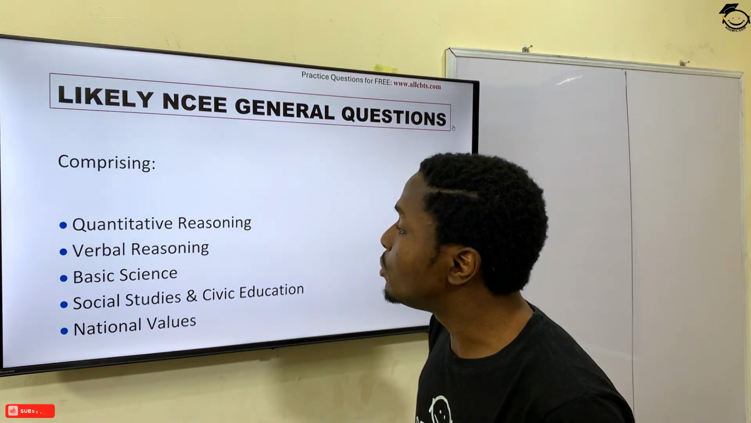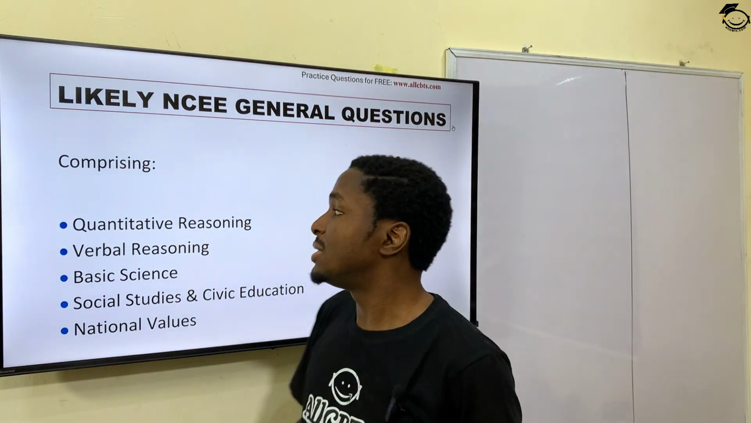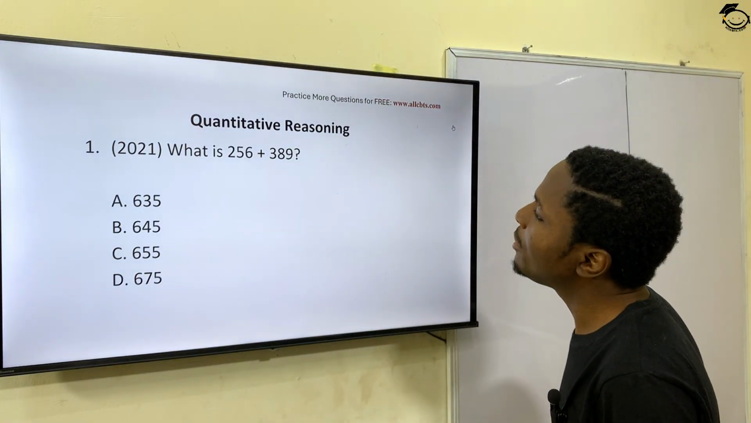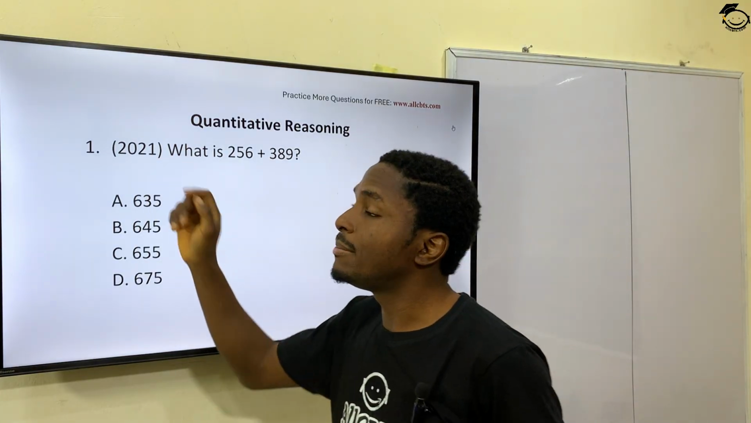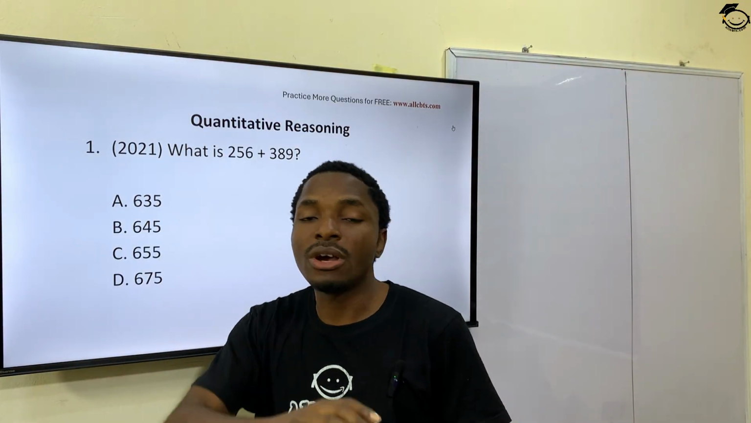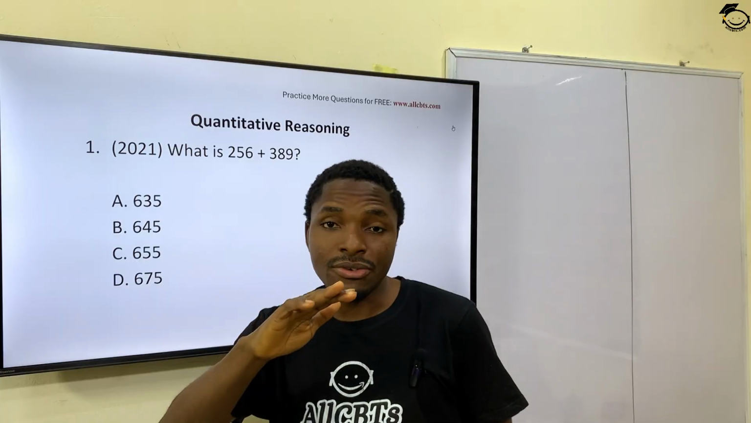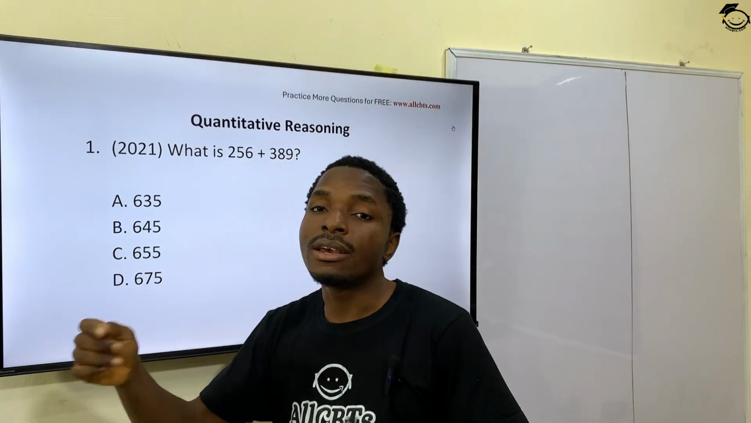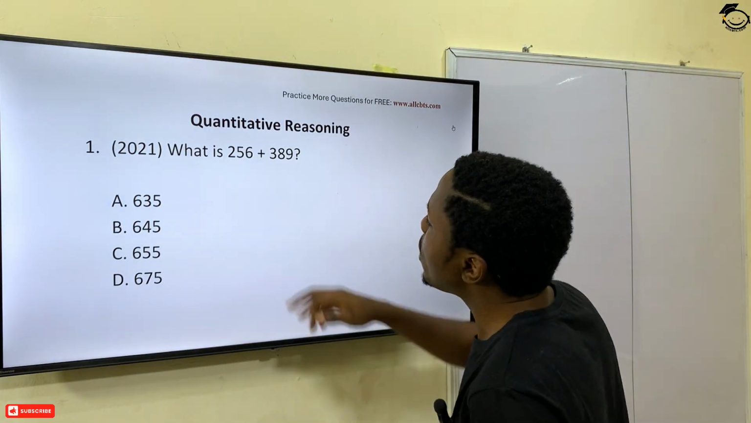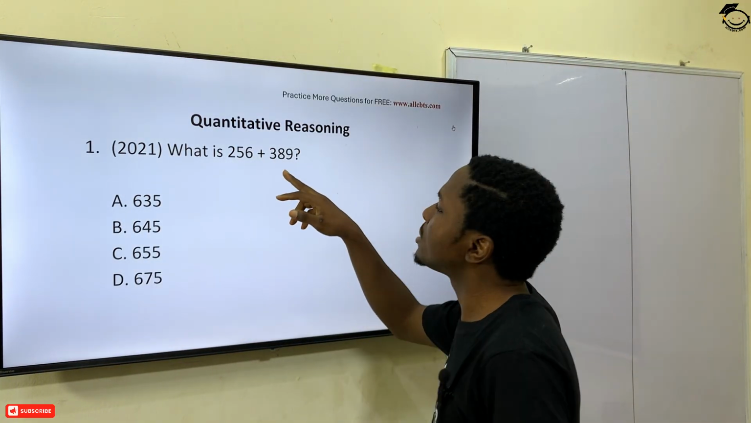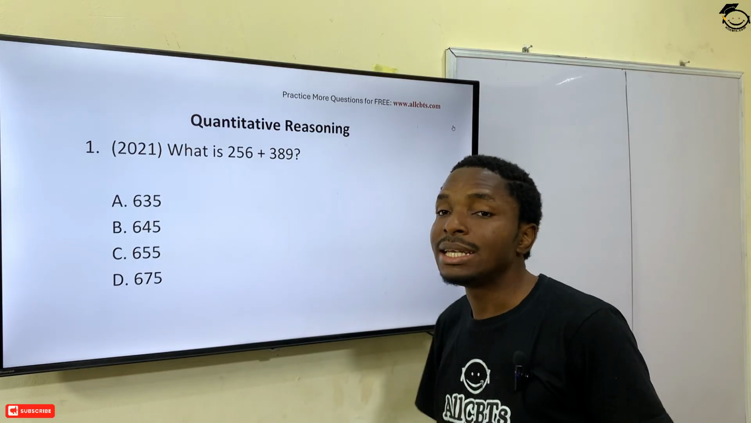Now let's begin with quantitative reasoning. The first one is taken from 2021. This year means that you can make reference. If you have the NCEE pack series, you can use this year to find the question in the pack series. So what is 256 plus 389?